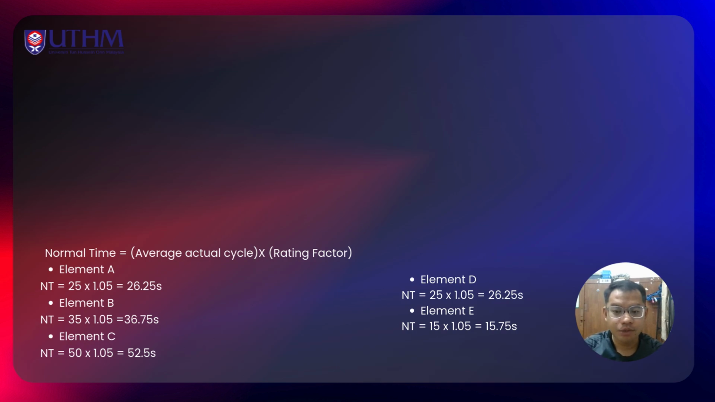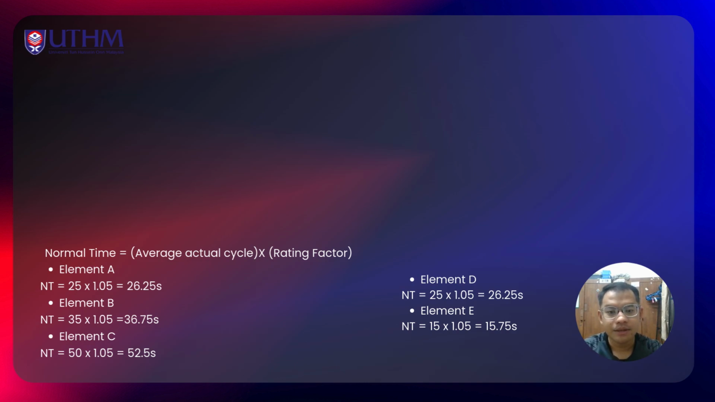To calculate the normal time, the formula is average actual cycle time with rating factor. And then there are five types of element, which is element A, B, C, D, and E. And the process for each element is different. First is raw material handling, cooking preparation, cooking process, topping, and packing.